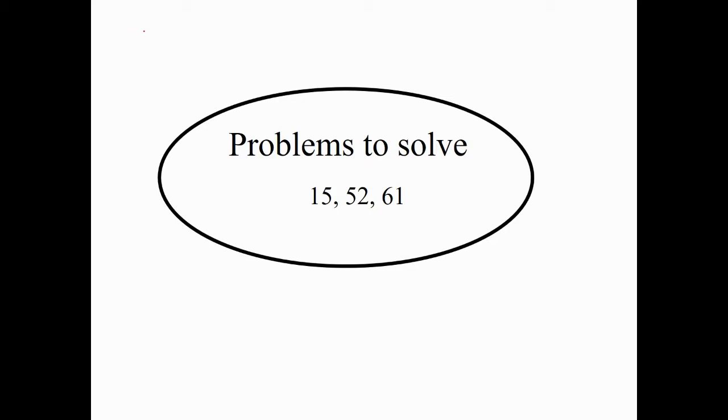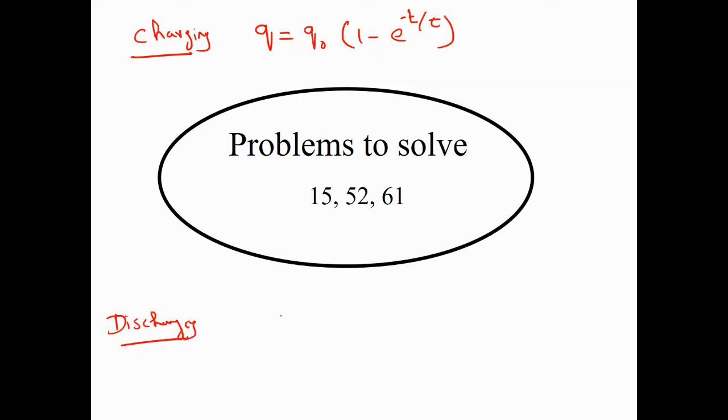What is the equation for charging the capacitor? The charge is equal to the initial charge multiplied by 1 minus e power minus t over tau. Am I right? And for discharging, q is equal to q naught e power minus t over tau. Clear, my dear?